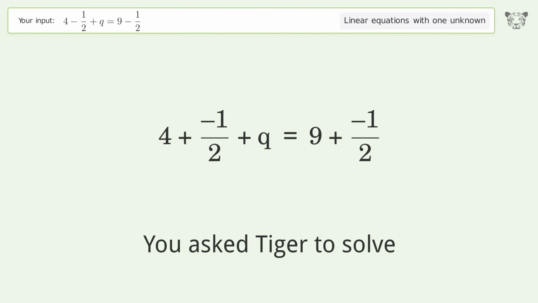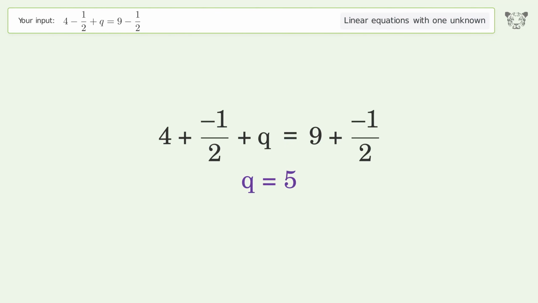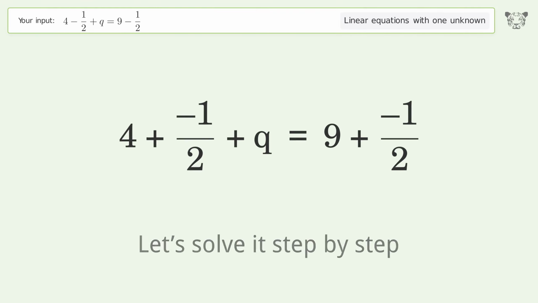You ask Tiger to solve. This deals with linear equations with one unknown. The final result is q equals 5. Let's solve it step by step.